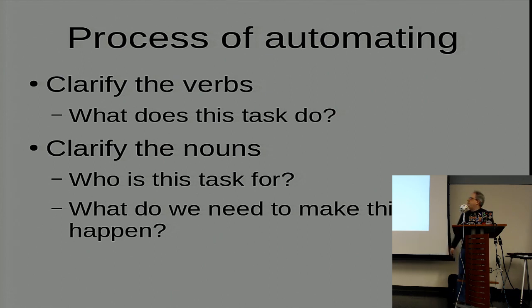So the process of automation, I'm going to split it up into the verbs and the nouns. The verbs are the actions. What does this task do? What is the thing doing in this? If you split it up into the verbs, then you understand what it's doing. If you split it down into the nouns, you can figure out who it's for and what you need to make it happen.